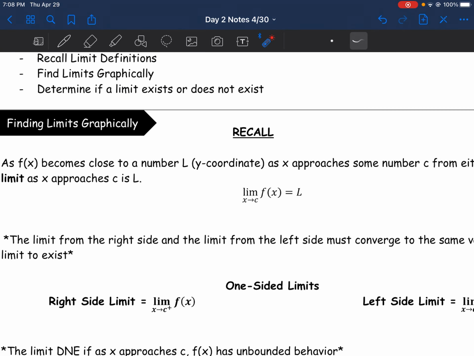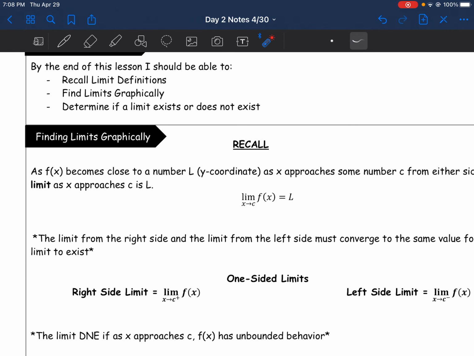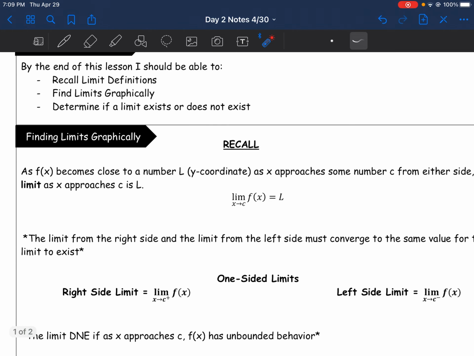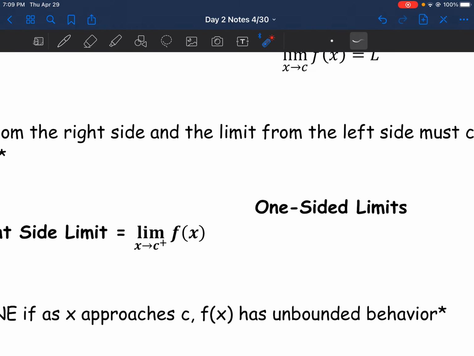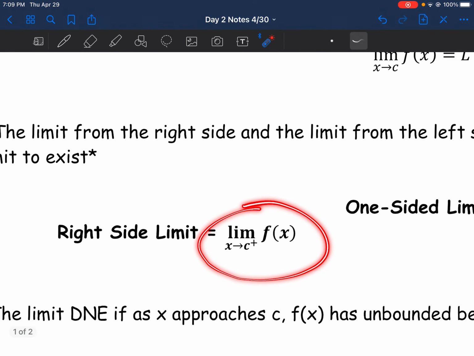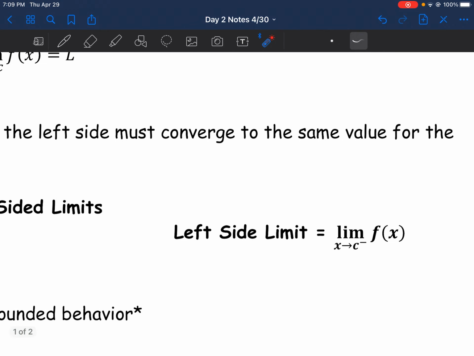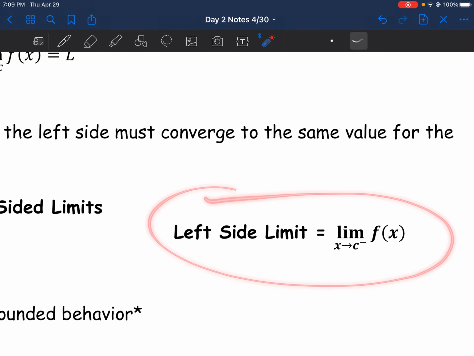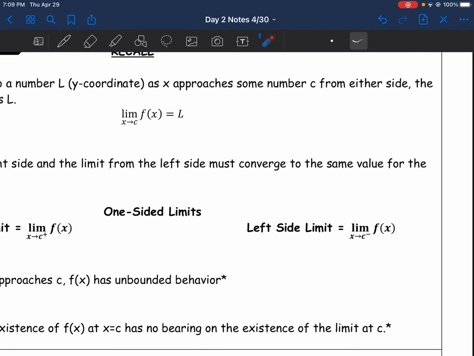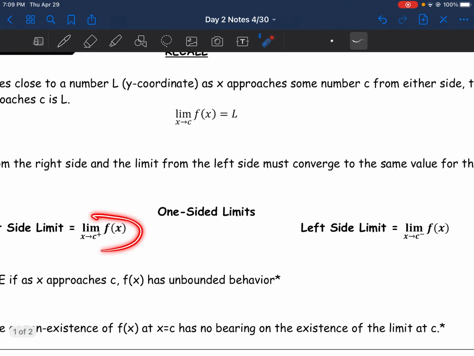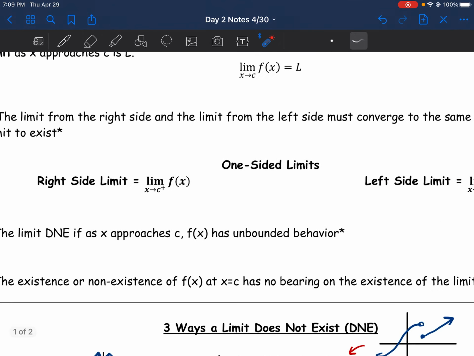Okay, we also talked about how for a limit to exist, the limit from the right side and the limit from the left side must converge to the same value. And then we also brought up the notation for right-sided limit, which is right here. Notice the little plus sign in the exponent after c. And the notation for left-sided limit, which is right here. Notice the minus sign in the exponent after c. So again, for a limit to exist, the right-sided limit and the left-sided limit must converge to the same value.